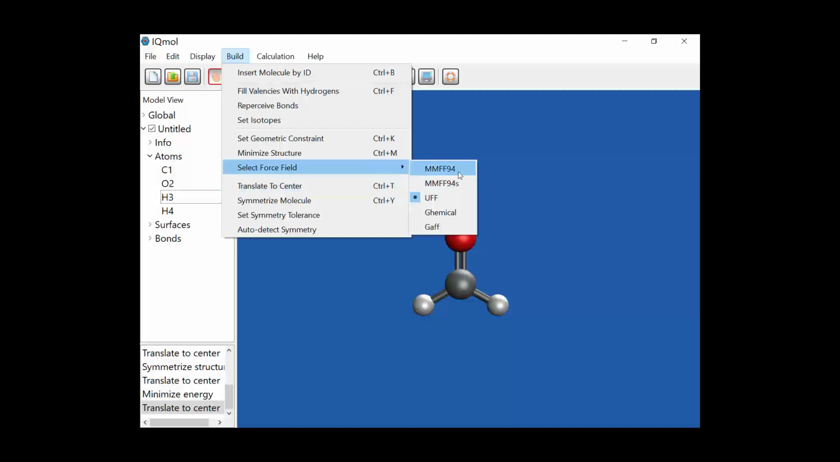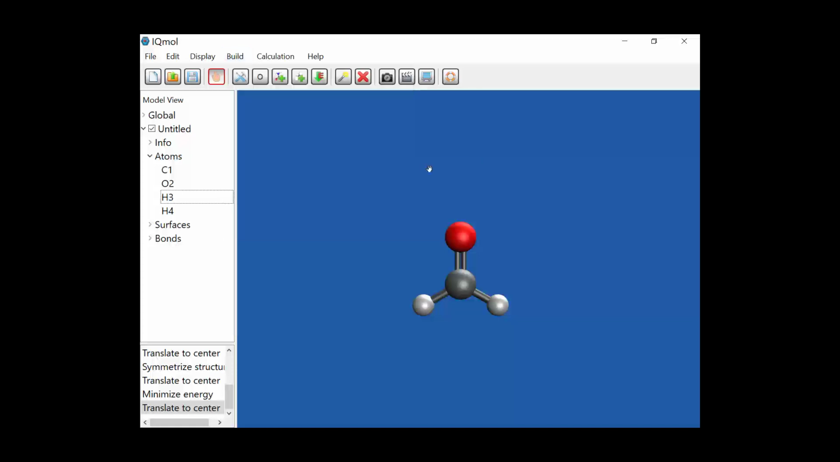The MMFF and the GAF force field, which is at the end here, are both developed for use with organic molecules or carbon-containing molecules. The chemical force field is also similar to UFF in some ways and is generally not as popular. But since we're dealing with an organic molecule, the MMFF and the GAF force fields should probably be used as they are going to be more accurate for this sort of a structure. So I'm going to go ahead and select just the first one, the MMFF94.